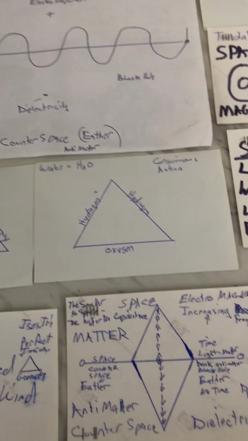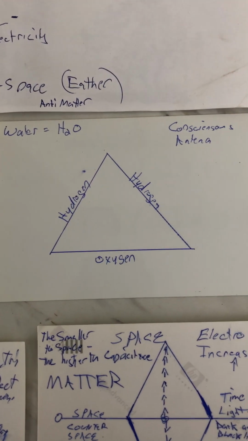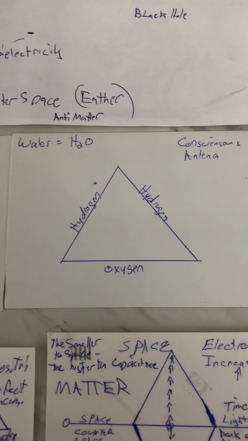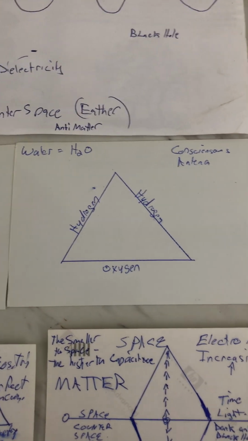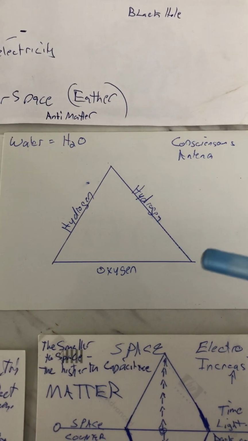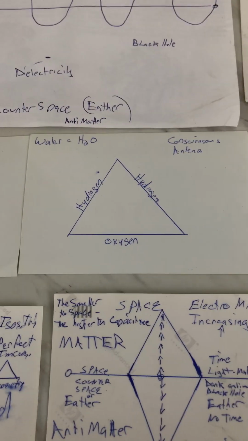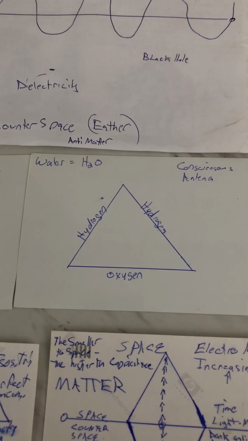And the other reason that the tetrahedron is so important is because it's the structure of water. This is the Pythagorean secret to incommensurability. 2 hydrogen and 1 oxygen. That geometry is what consciousness or dielectricity operates on. It's faster than light.